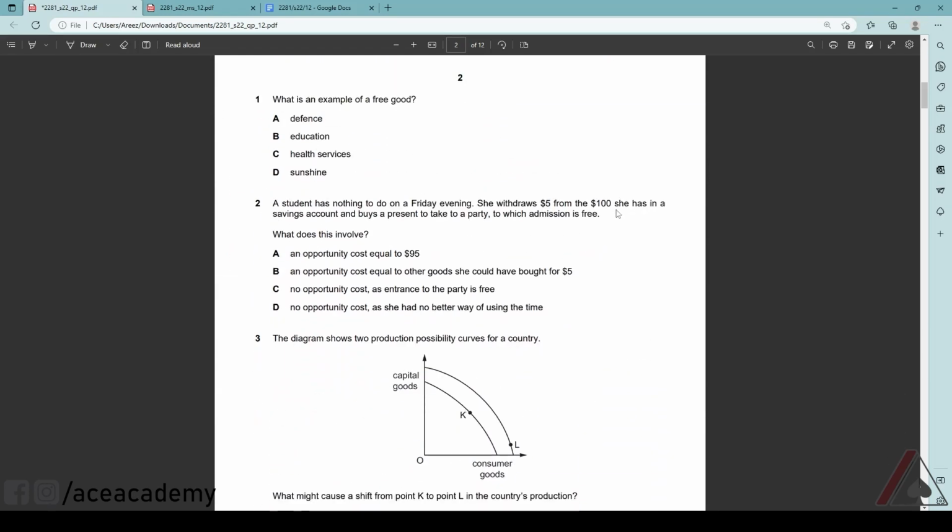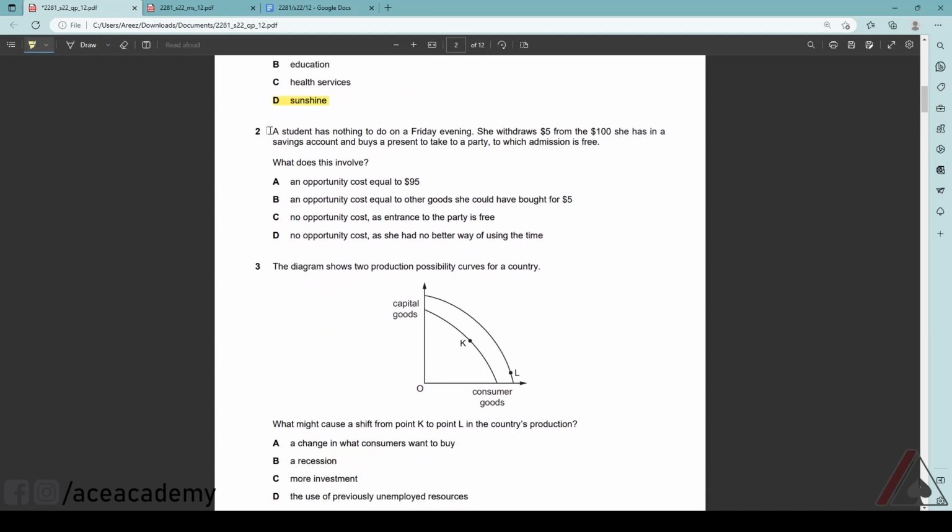Okay, question 1. What is an example of a free good? So a free good is a good that is unlimited in supply. Your options A, B, and C all are limited in supply. You have a limited number of defense workers, education providers and institutions, healthcare service providers and institutions. Therefore, none of these are unlimited in supply. So D, sunshine, becomes your only possible answer because sunshine is unlimited. You don't really have to produce it. It's a natural resource that's given for free, right? So that. Question number 2.